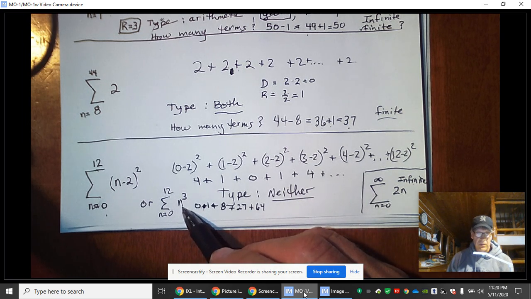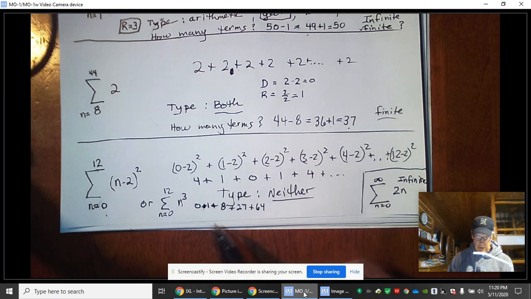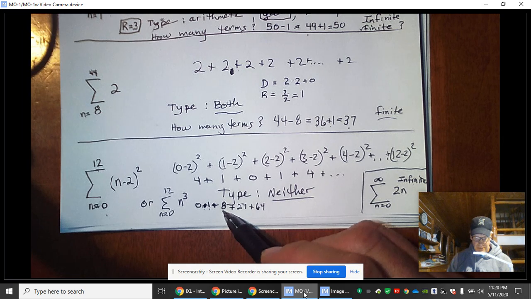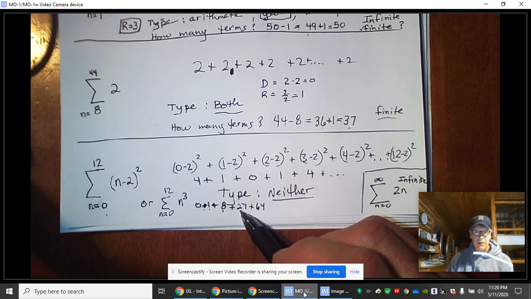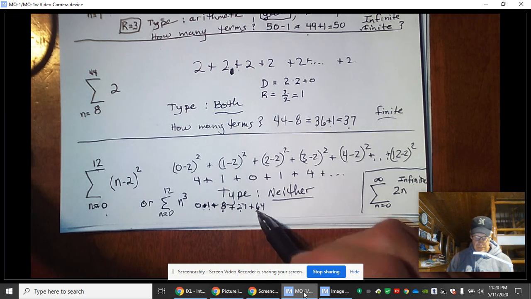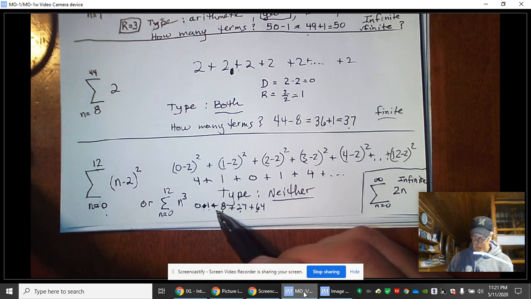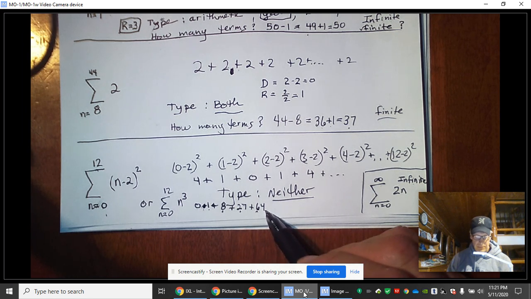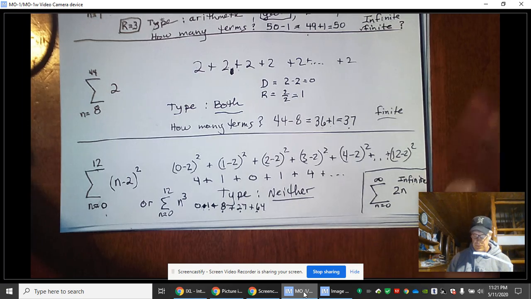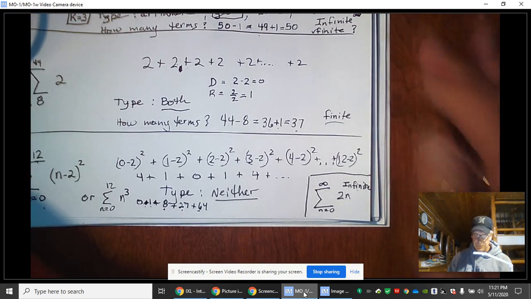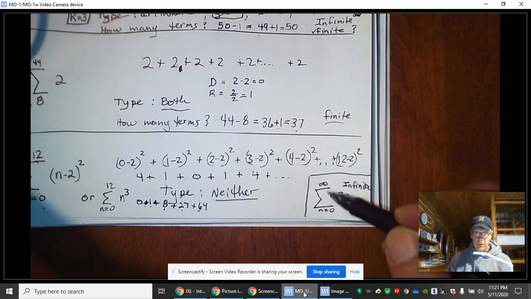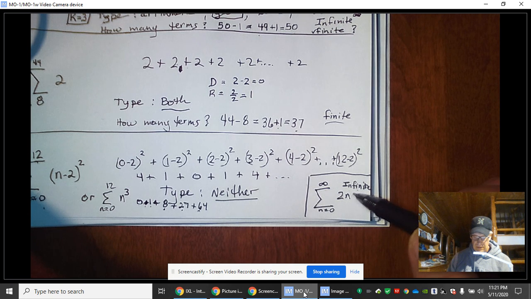You may see one where it's just n cubed and think that's geometric. Well, if I cube it, I'm going to get 0 plus 1 plus 8, that's 2 cubed, plus 27, which is 3 cubed, plus 4 cubed. Now there's no common difference, there's no common ratio. I don't multiply by the same number, so that one's going to be neither too. And the last thing you want to look at is, again, if there's an infinity symbol up here, this is going to be an infinite series.